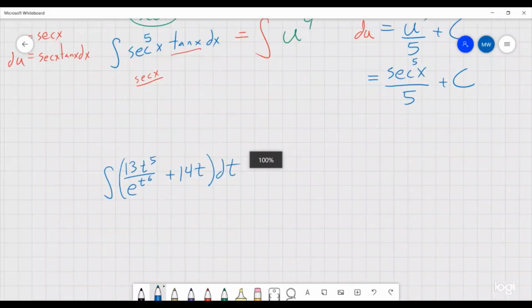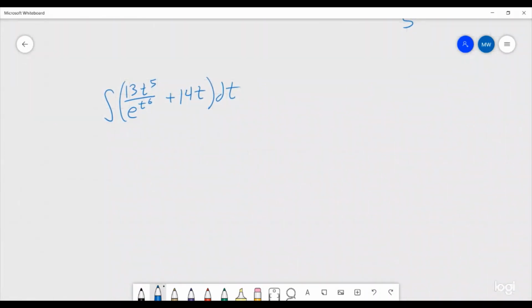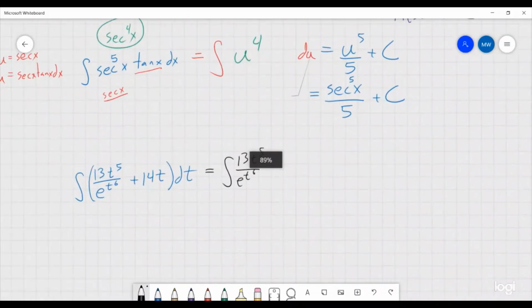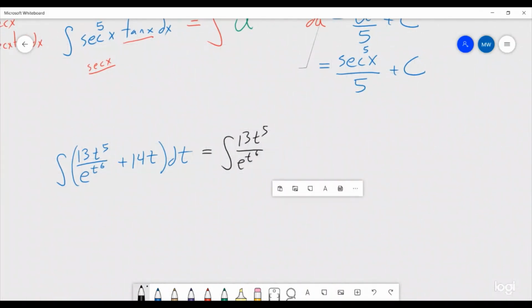How about this last one? If we make a substitution, it's going to just mess up both pieces, but what we can do is rewrite this first as the integral of 13t to the 5th over e to the t to the 6th dt, plus the integral of 14t dt. This one we can just do by itself to give us 7t squared plus c.